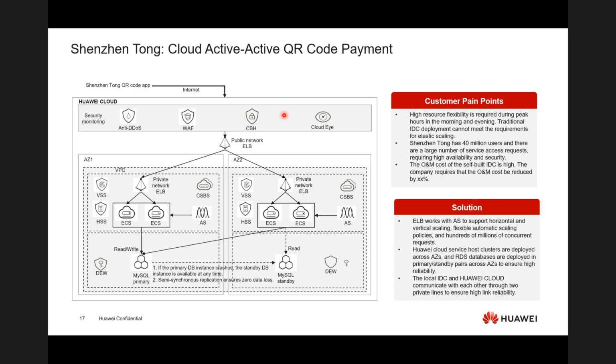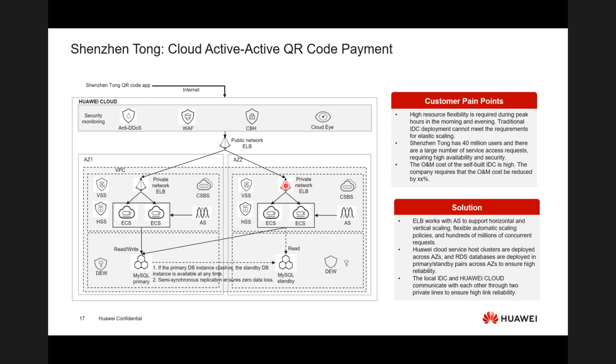So basically this app can be used for the train, maybe for the bus, things like that, in Shenzhen, as you know here. Their pain point is obviously high concurrency. They require high availability and security, like the database, as you can see here. This is just for the security monitoring, and then the public network ELB, as you can see here, across different AZs, AZ1 and AZ2.